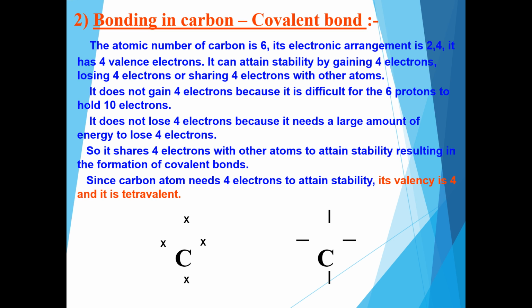It's not possible to gain 4 more electrons in order to complete the octet. So carbon will go for sharing of its 4 electrons. It will share 4 electrons with 4 other atoms, or 4 bonds will be formed. So its valency is 4 and it is tetravalent.